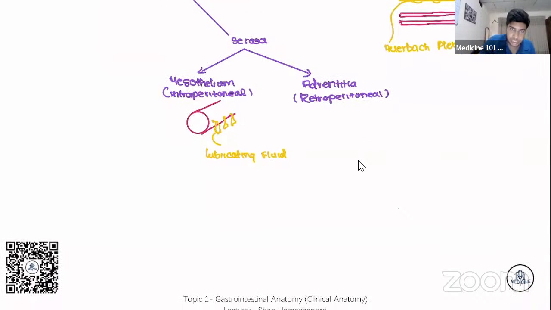In the adventitia, we have loose connective tissues. Basically, it's just the wall, and it is not lubricated. Okay.